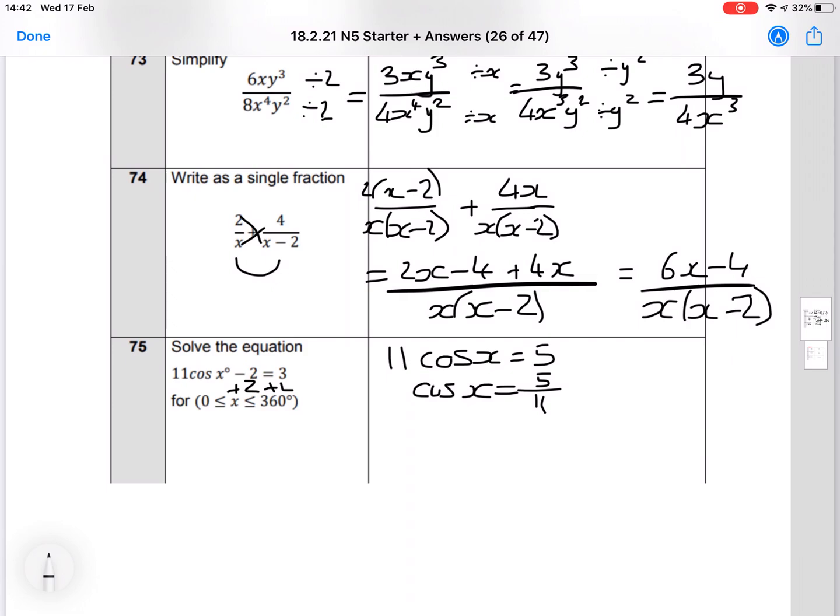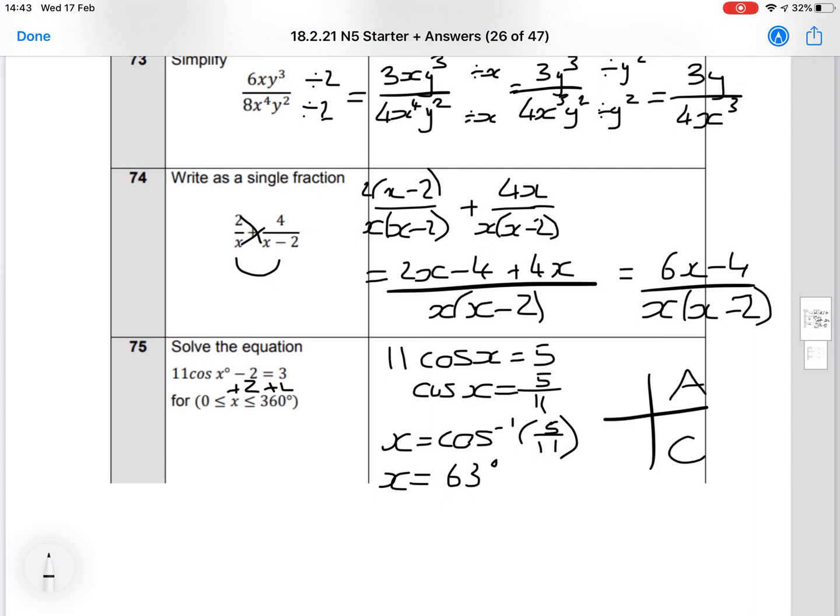Then we're going to find our related angles, our value for x. So x equals inverse cos of 5 over 11, and your calculator will give you the answer. I'm going to go for the nearest whole angle, so 63. And then you need to check your CAST diagram for your second answer. So CAST. The line that says cos x equals 5 over 11 is where we're going to look here. So that's a positive number, 5 over 11, so we're going to tick the two sections where cos is positive.